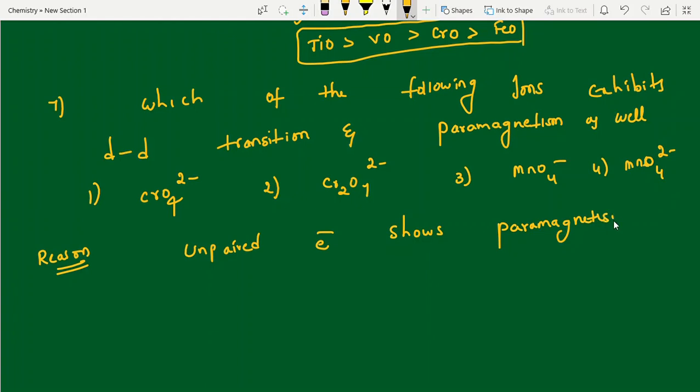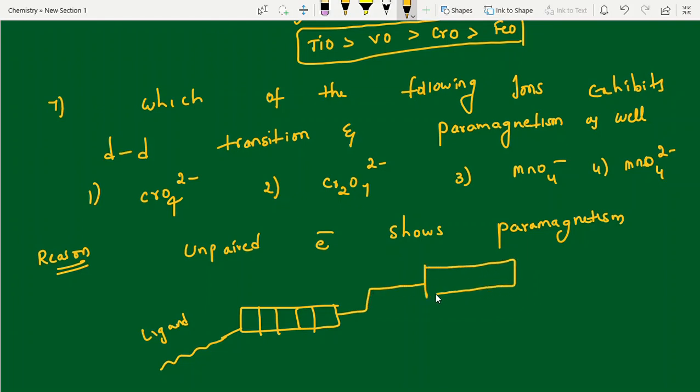Okay, paramagnetic substances. Suppose d1. Suppose you take 3d, how many boxes, students, here? 5 boxes: 1, 2, 3, 4, 5. So whenever ligands approach, ligands are nothing but electron donors. When a ligand approaches, what happens? This 3d goes to the excited state. Still it is approaching, then what happens? It splits into 2 parts, t2g set and eg set.